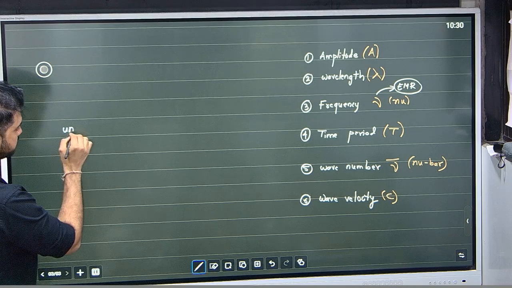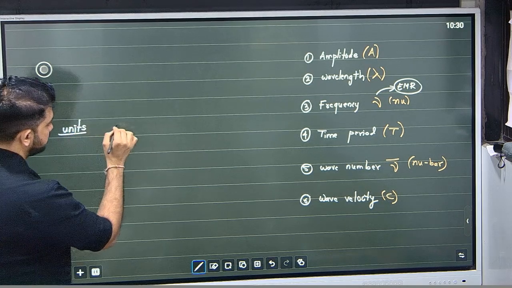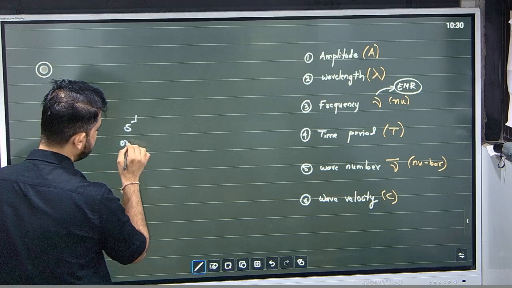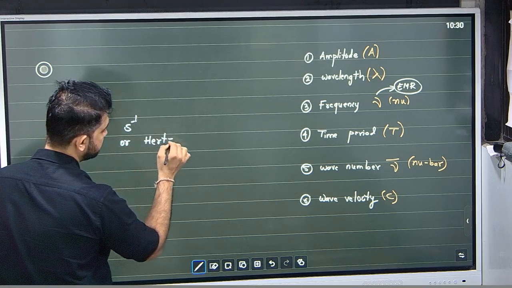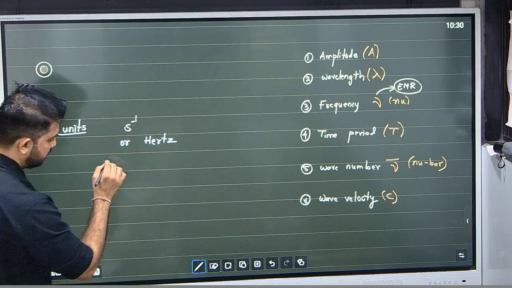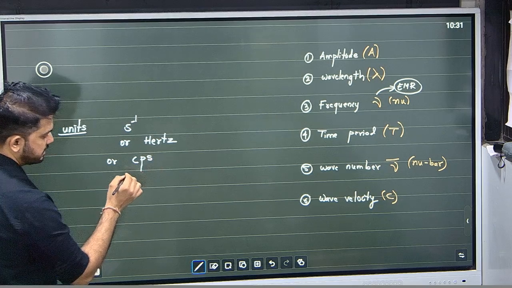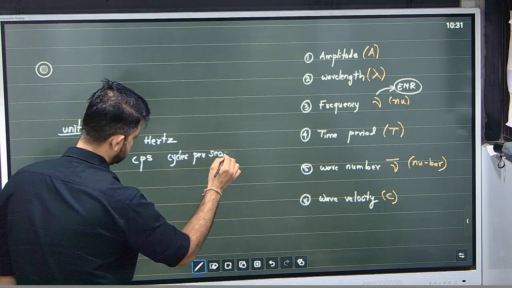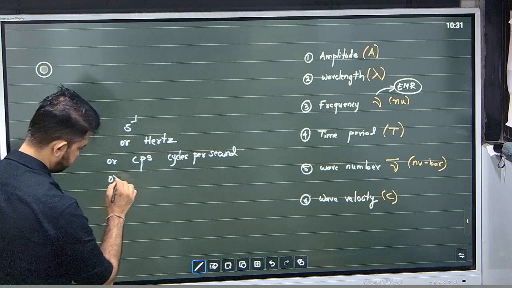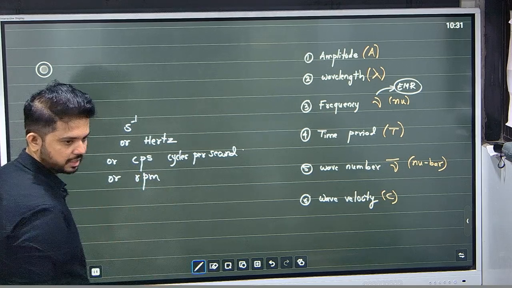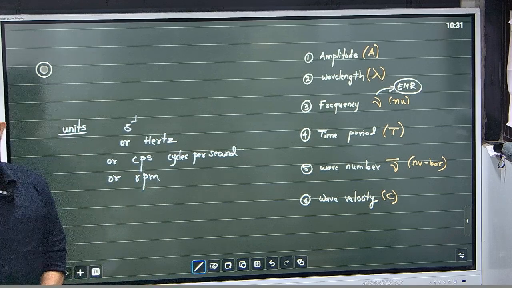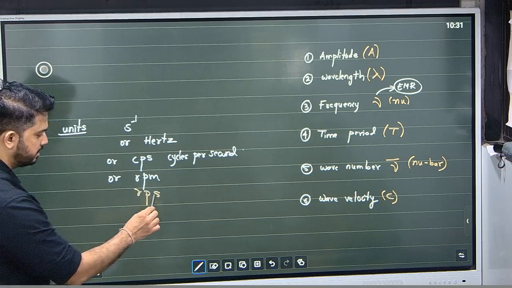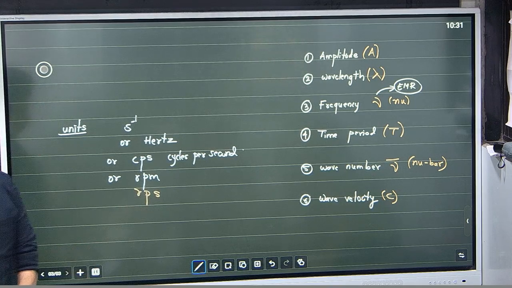Can someone give me the units of frequency? 1 upon second, or second inverse, or it's also written as hertz, or CPS. CPS stands for cycles per second, or RPM, rotations or revolutions per minute.